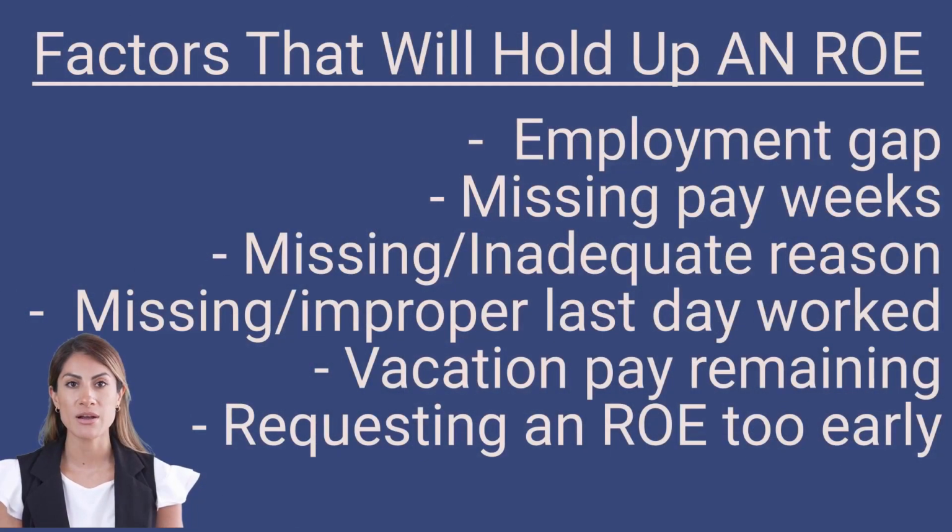Other factors that will stop an ROE from being completed accurately are too big of a gap in their employment, meaning maybe the employee was let go temporarily for a short time and returned, but the gap in employment may have required an ROE to be completed on its own. Missing pay weeks. Missing or inadequate reason for leaving. Missing or improper last day worked. There is still vacation pay that hasn't been released. Requesting an ROE before the employee's final pay has been submitted for processing. Okay, you probably got the point, and maybe you've already learned something, so let's get into the finer details.